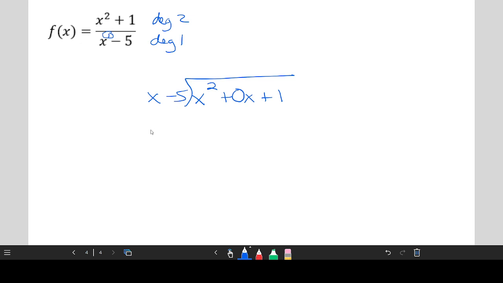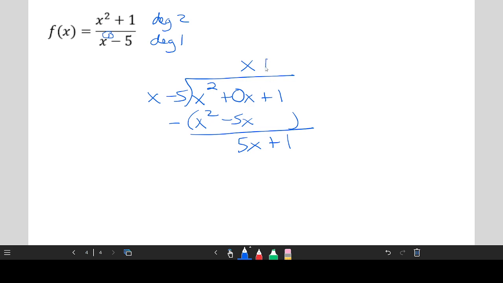And then x times x would be x squared. Take the x times the divisor, we get x squared minus 5x. Subtract that, x squared minus x squared is 0. And then for the linear terms, we have 0 minus negative 5, which is 0 plus 5. And then 1 minus 0 for the constant. And we can keep going because the degree of what we have here is the same as the degree of our divisor. So we have one more round here.